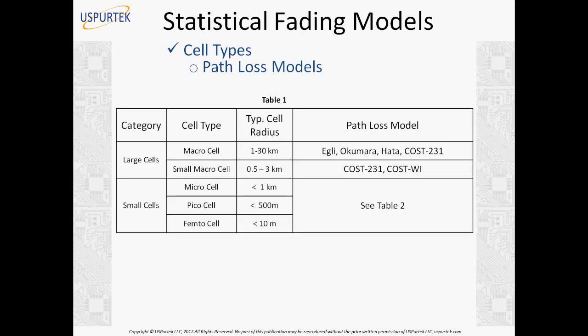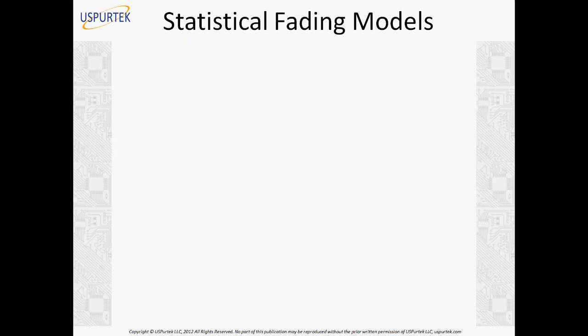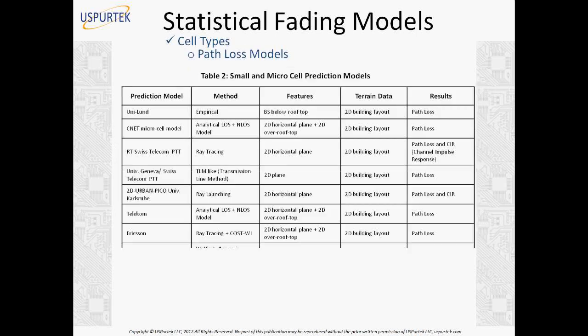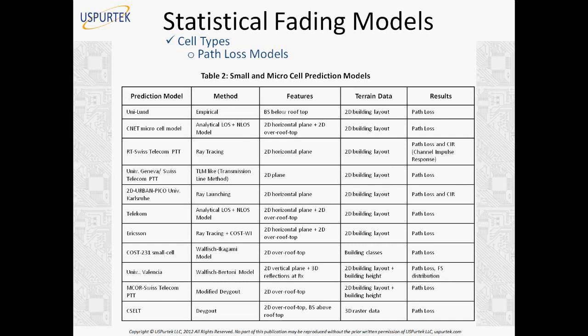So now let's look at a table which can be used to decide, for a particular cell size, what type of model I should use. As you see, for large cells and for macro cells up to 30 kilometers, we could use Egli, Okumura, Hata, or COST231 models. And for small macro cells, we could use COST231 and COST231-Walfisch-Ikegami. For small cells, the situation is different, because for micro cells, pico cells, and femto cells, there is a separate table which you can use for your reference. This is gathered from industry data, how different companies and universities have come up with models for small and micro cells. We won't go through the detail of each of these entries. When you get the copy of the slides, you can use it as an industry reference.